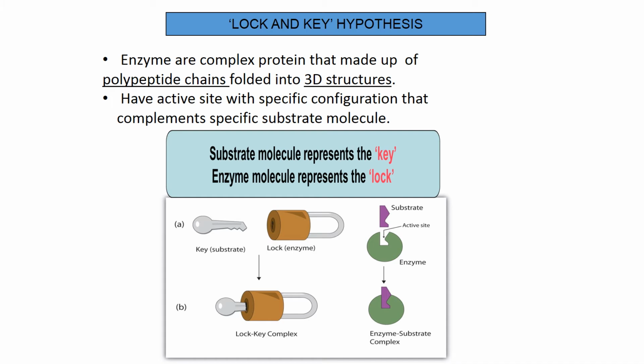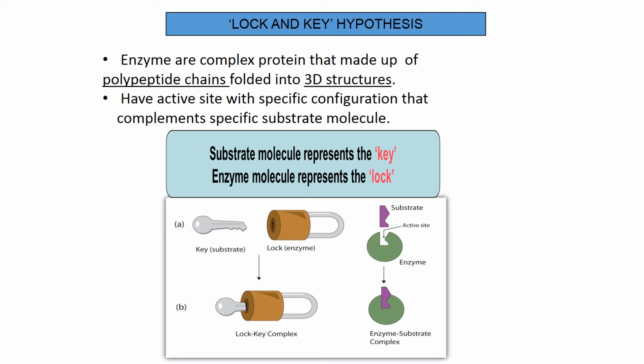What is the lock and key hypothesis? You must understand the first one: enzymes are complex proteins made up of polypeptide chains, iaitu protein ini adalah daripada rantaian polipeptida, which will fold into a 3D form. And then the structure of the enzyme has an active site. Dia ada active site, which is a specific configuration that complements the specific substrate molecule.